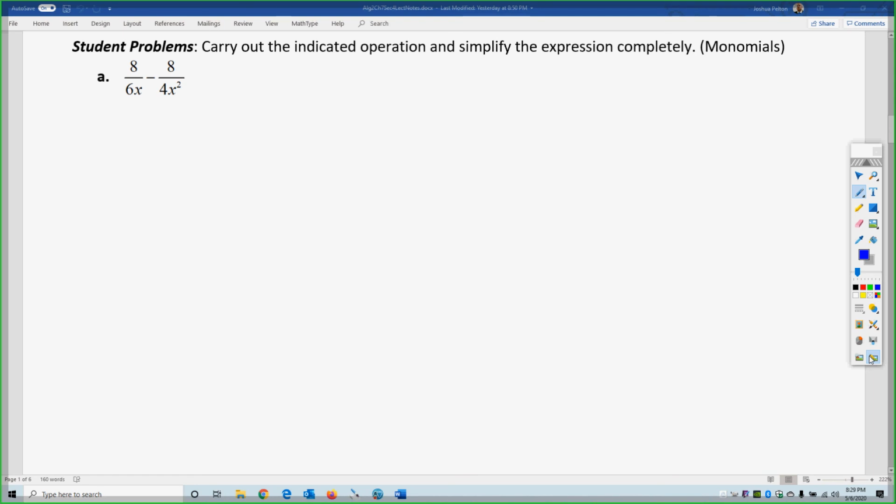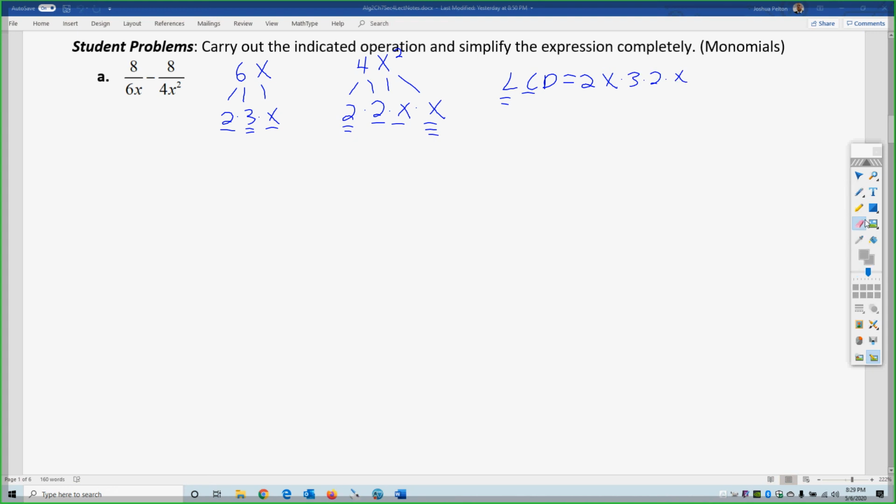Okay, student problems. We have 6x, which comes up to 2, 3, and x. And then we have 4x squared, which is 2, 2, x, and x. So lowest common denominator equals, what do they have in common? They have a 2 and an x in common. What's left over? A 3, a 2, and an x. Okay, so let's see, 6 times 2. So we get 12x squared is our lowest common denominator.